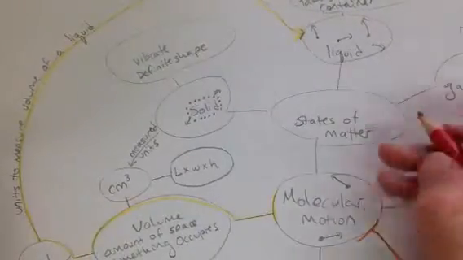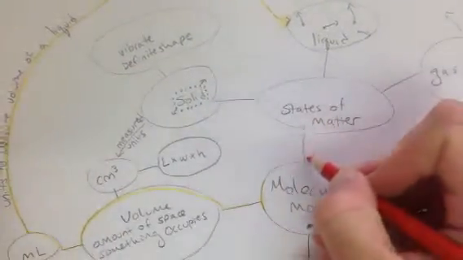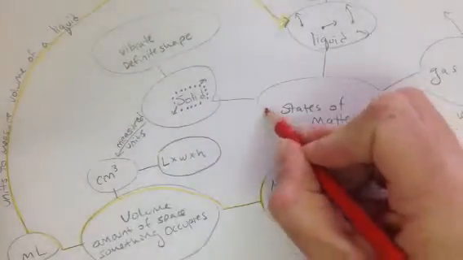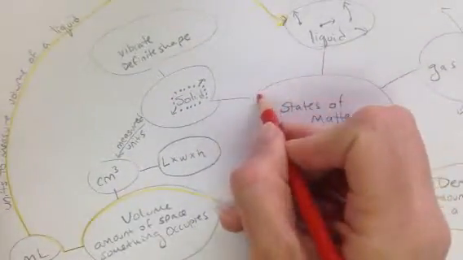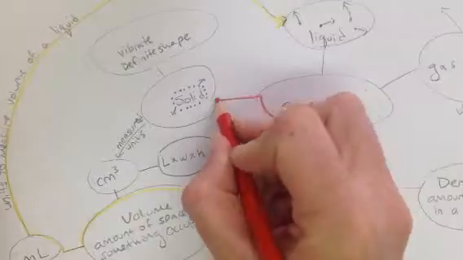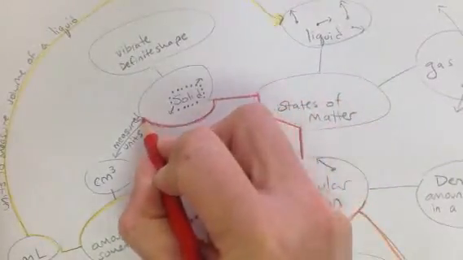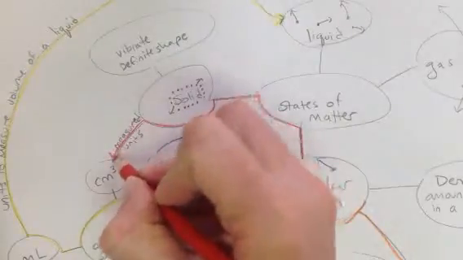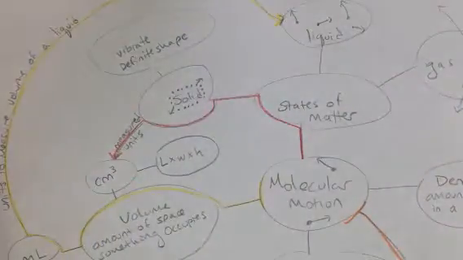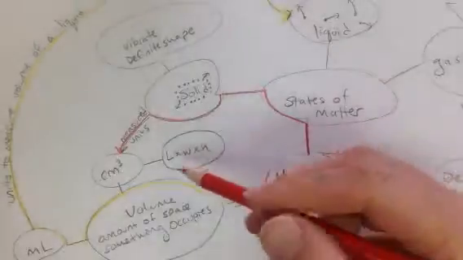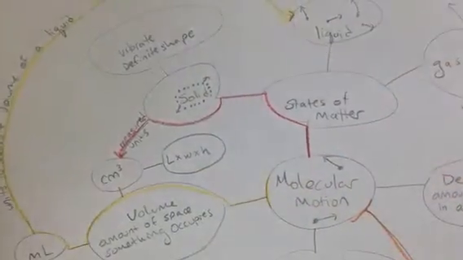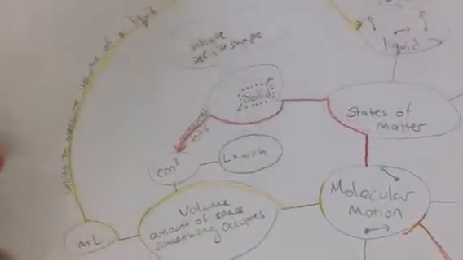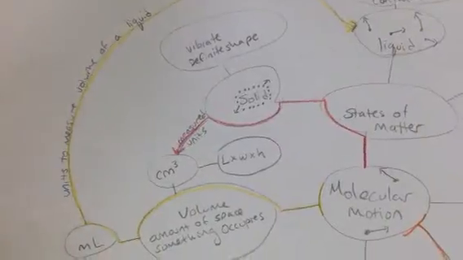Okay, one more example. We had our molecular motion going to states of matter. In states of matter, one of the ideas was that a solid state of matter, and that solid state of matter can be measured with the volume in units of centimeters cubed. So I'm following a train of thought that connects more than one of the ideas that we're being required to learn.